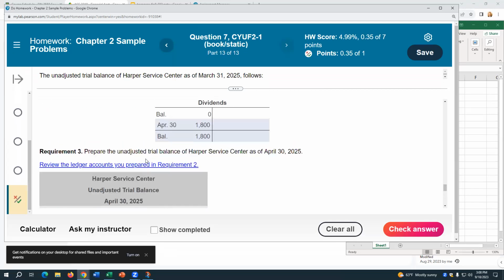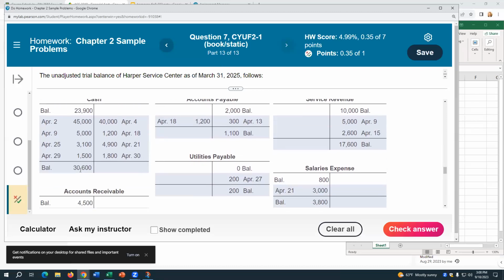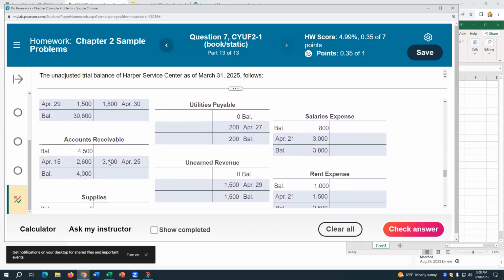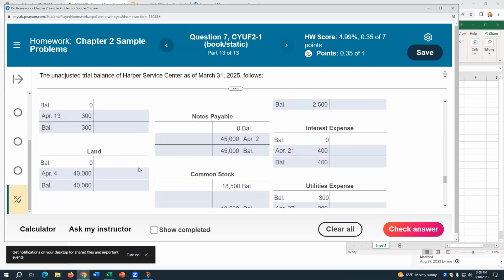So for cash, we had an ending balance of 30,600, so make sure you put it in as a debit down there. Accounts receivable, we had a debit balance of 4,000. Supplies, we had a debit balance of 300, right? And then land, we had 40,000. So those are all of our debit balance accounts there in that column.